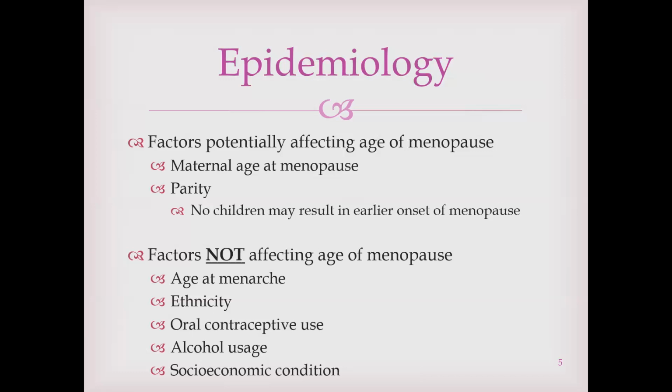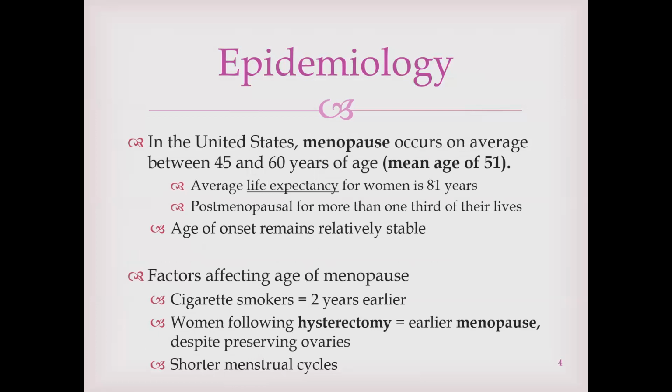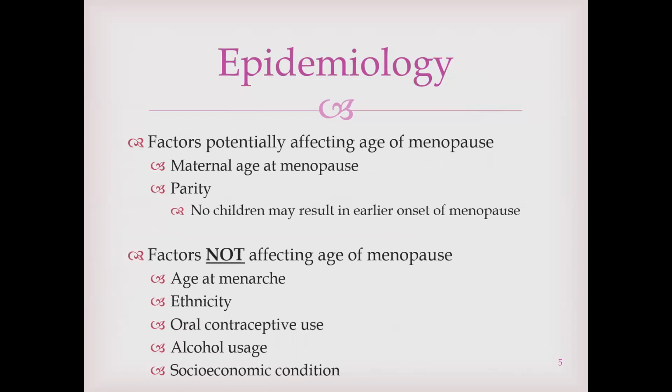Here are some of the myths that some people have historically believed, and so you can dispel these myths. The age at which you start your menarche, or start having periods, does not affect the age of menopause. Ethnicity, contraceptive use, alcohol, and other socioeconomic conditions do not affect the age at which a female will experience menopause. So, just reviewing things that do affect it: cigarette smoking or tobacco use, hysterectomy, shorter menstrual cycles, maternal age, and parity.